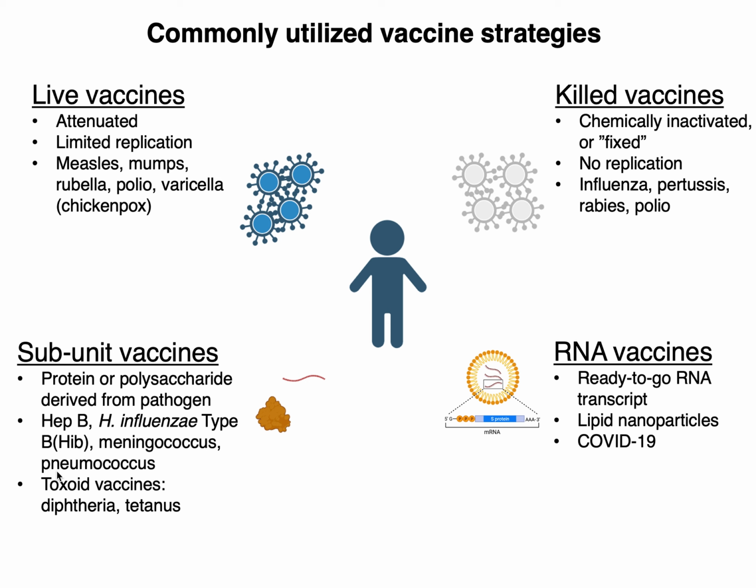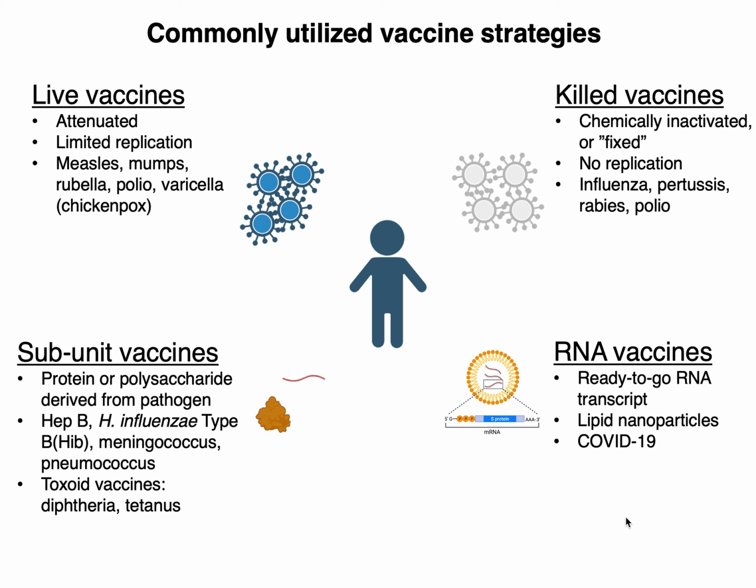It also includes vaccines that are specific not for the pathogen or even a component of the pathogen, but for a secreted molecule that is produced by the pathogen. And that is the case of toxoid vaccines, in which we generate antibodies to diphtheria toxin or tetanus toxin.